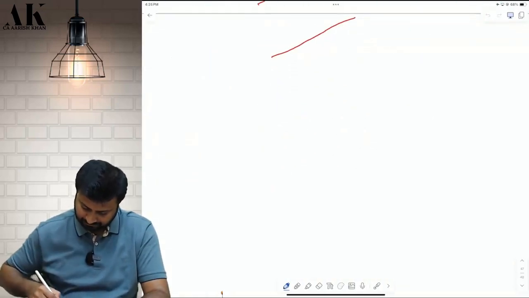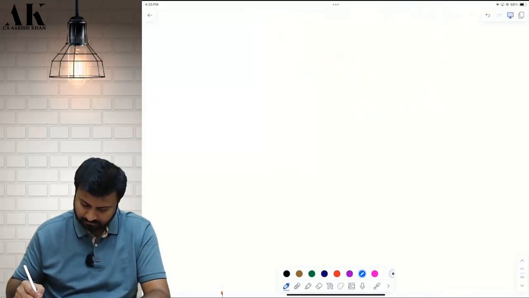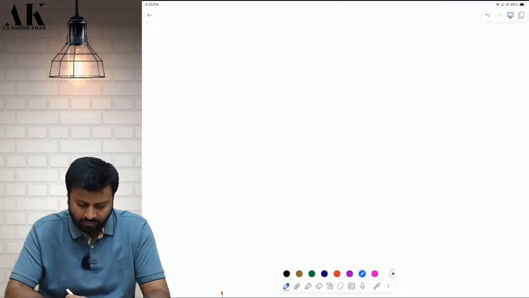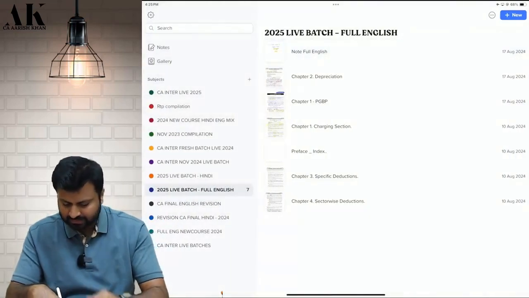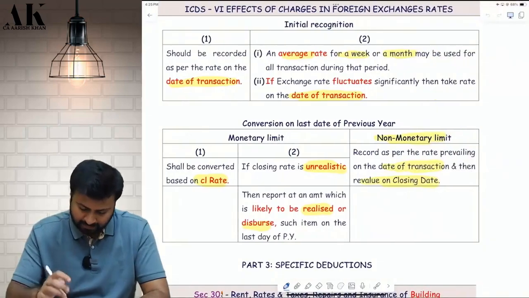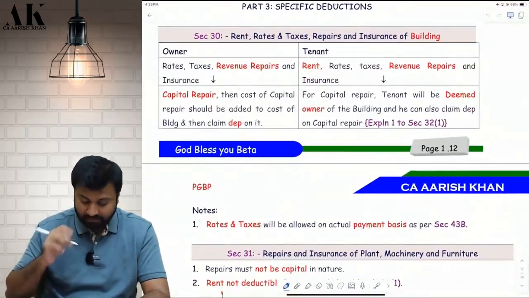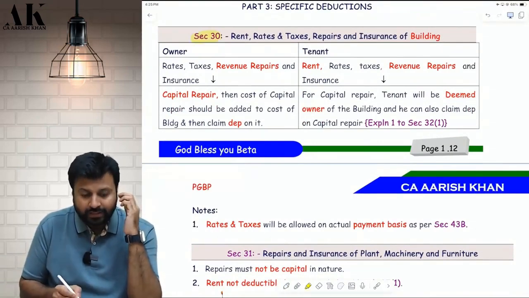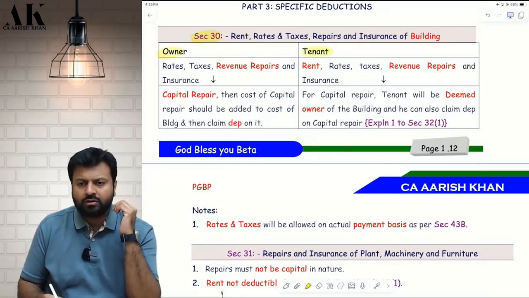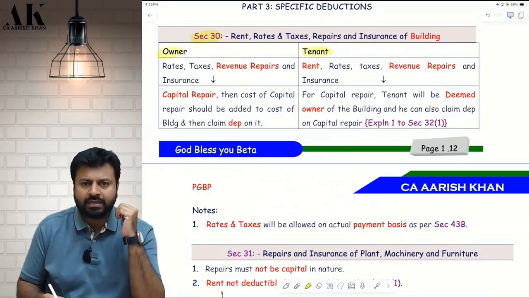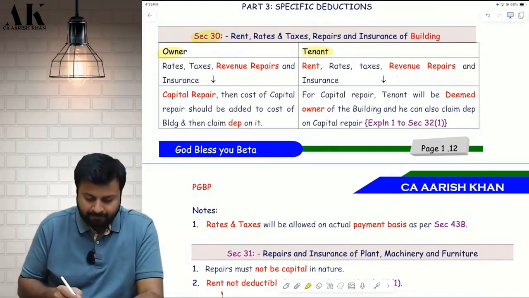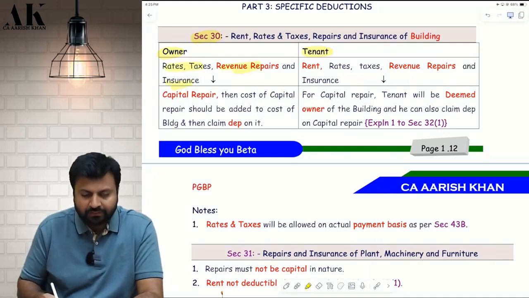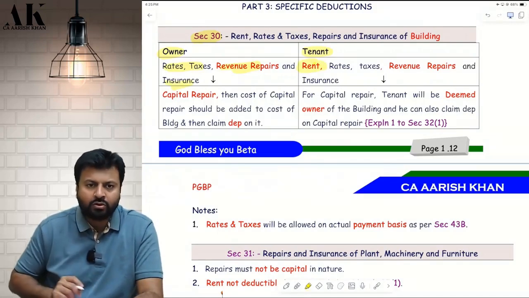Now, so after section 30, let me go ahead with section 31. See here, please, all of you. It's a very, very simple chapter. Nothing great as such in this chapter. Now this is your section 30. I will just make you read from the color book once. Section 30, this is owner, this is tenant. This is how you're going to revise a day before examination. In section 30 for owner, there is rates and tax, there is repair, there is insurance. But for tenant, there is extra expenditure, that is rent also. Are you clear?